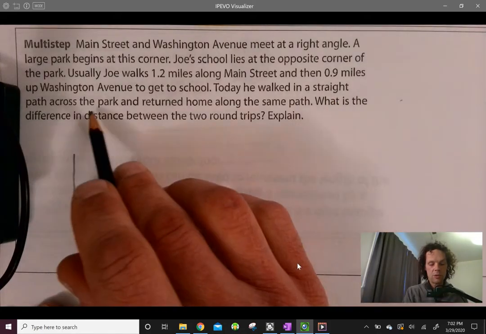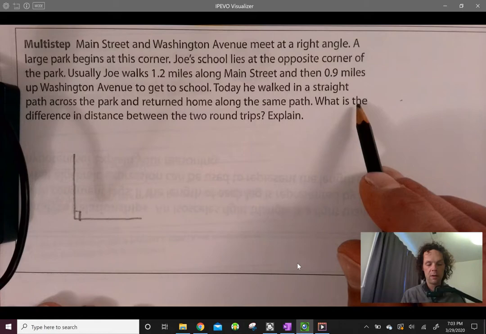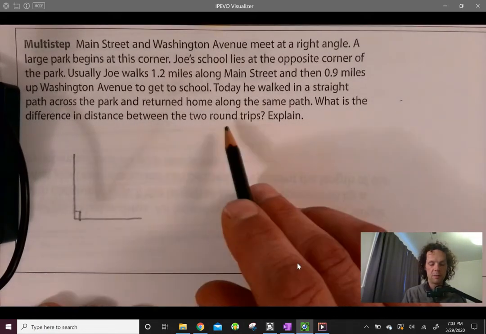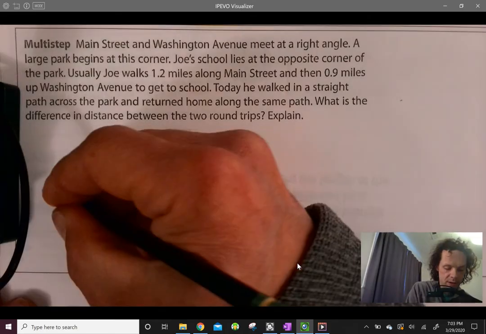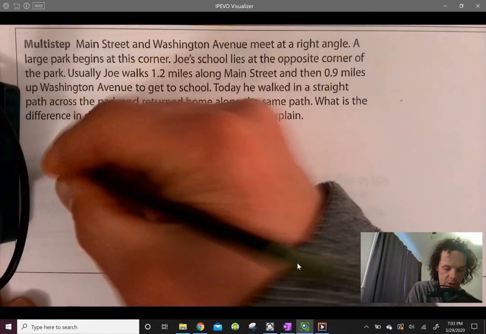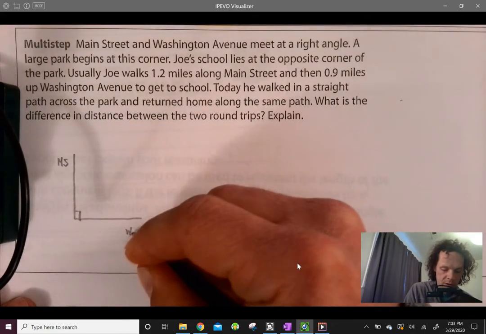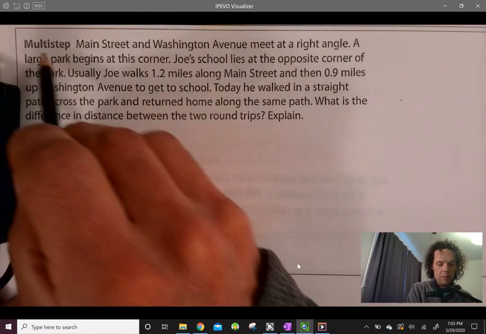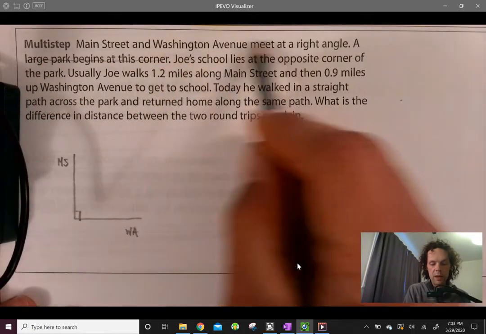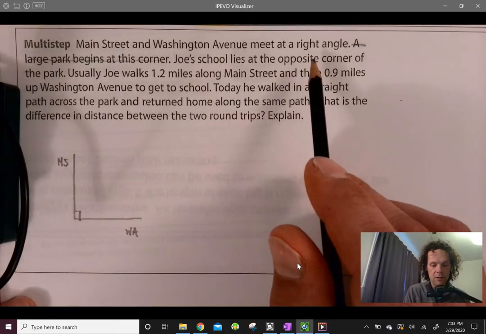Today, he walked in a straight path across the park and returned home along the same path. What is the difference in distance between the two round trips? Explain. All right, so normally, let's call this Main Street, and let's call this Washington Avenue. Okay. The large park begins at this corner. Well, that doesn't really matter. That's kind of garbage. Joe's school lies at the opposite corner of the park.